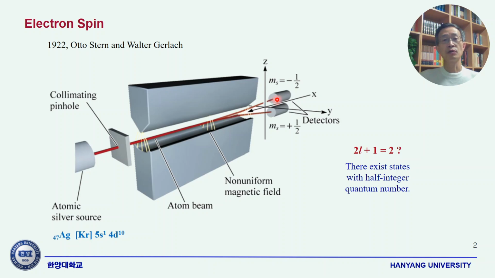One went up, the other one went down. So they marked the position, and it is deflected the same amount up and down. So that's the result for this silver atom.